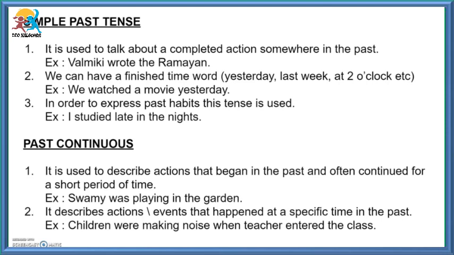Next, past continuous tense. It is used to describe actions that began in the past and often continued for a short period of time. Swami was playing in the garden. Next, it describes actions or events that happened at a specific time in the past. Children were playing, making noise when teacher entered the class. So when teacher just came to the class, what were the children doing? They were making noise. So here we can mention two actions, one which has completed and one which was going on at the same particular time which we talk about.